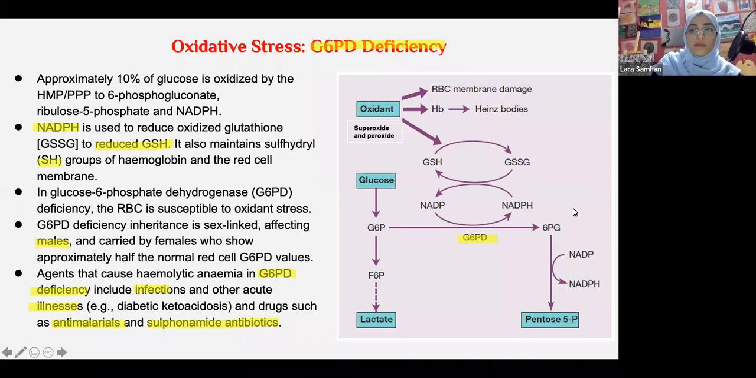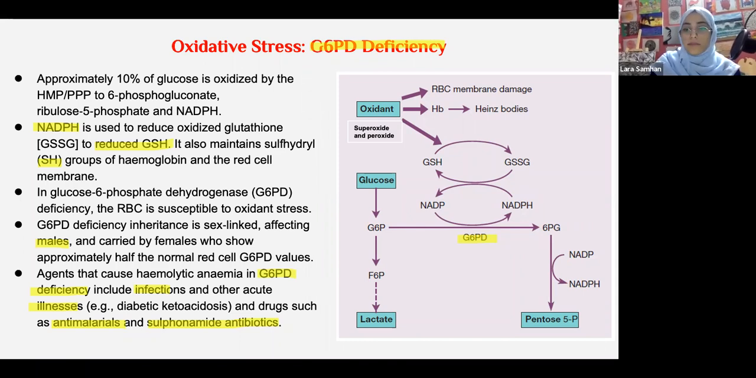Now, what is exactly G6PD? G6PD is an enzyme, as you can see in here, that converts the G6P, which is the glucose 6-phosphate, all the way to the 6PD, which is basically the 6-phosphogluconate. So this enzyme is really very important, and it actually removes the free radicals from the body, or removes the oxidation.